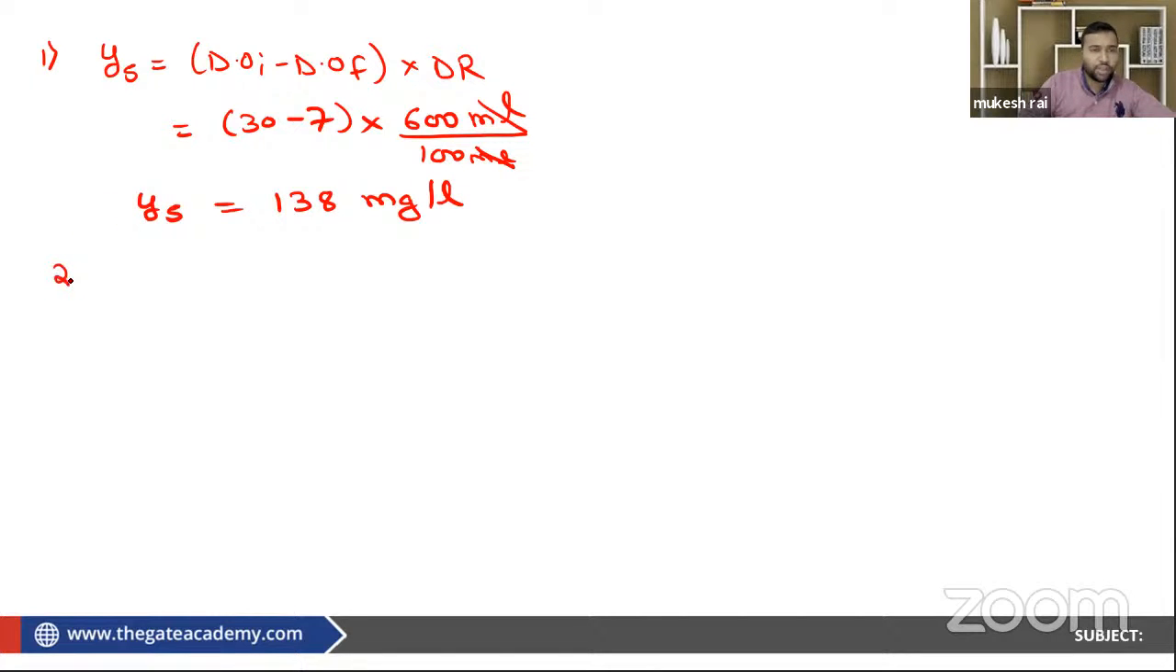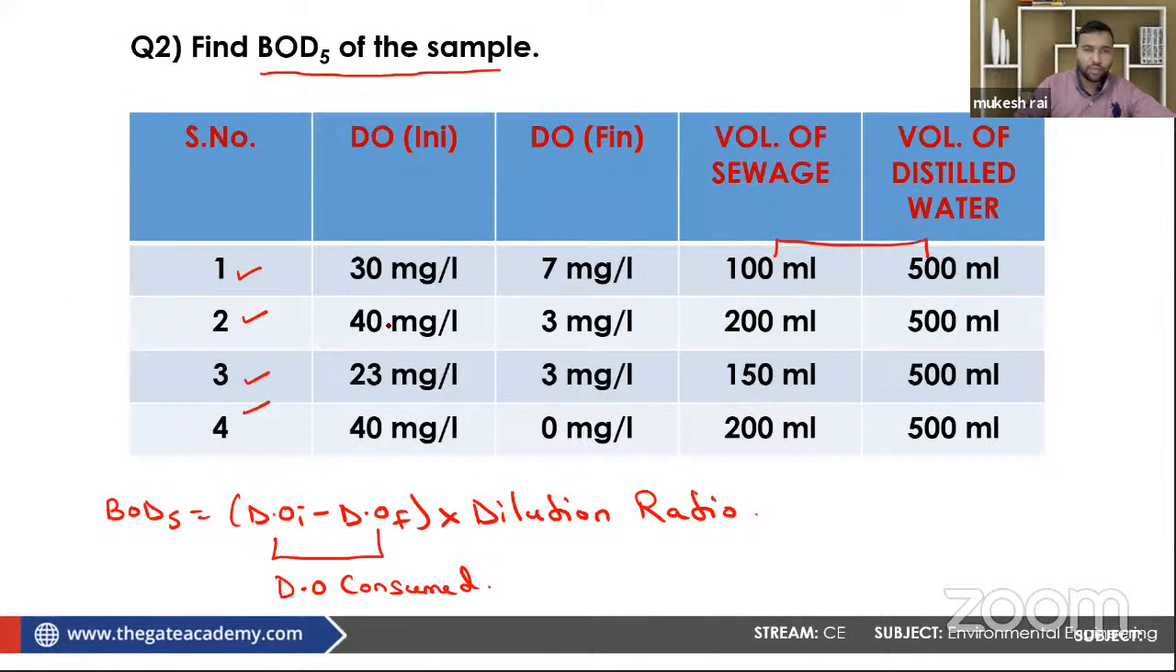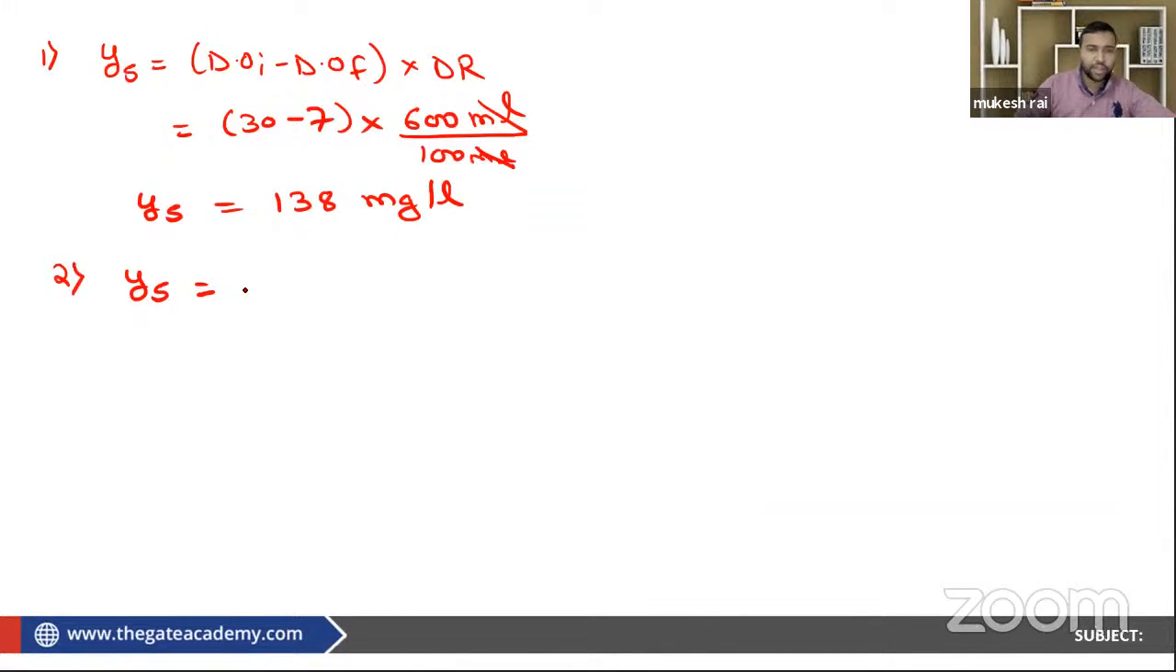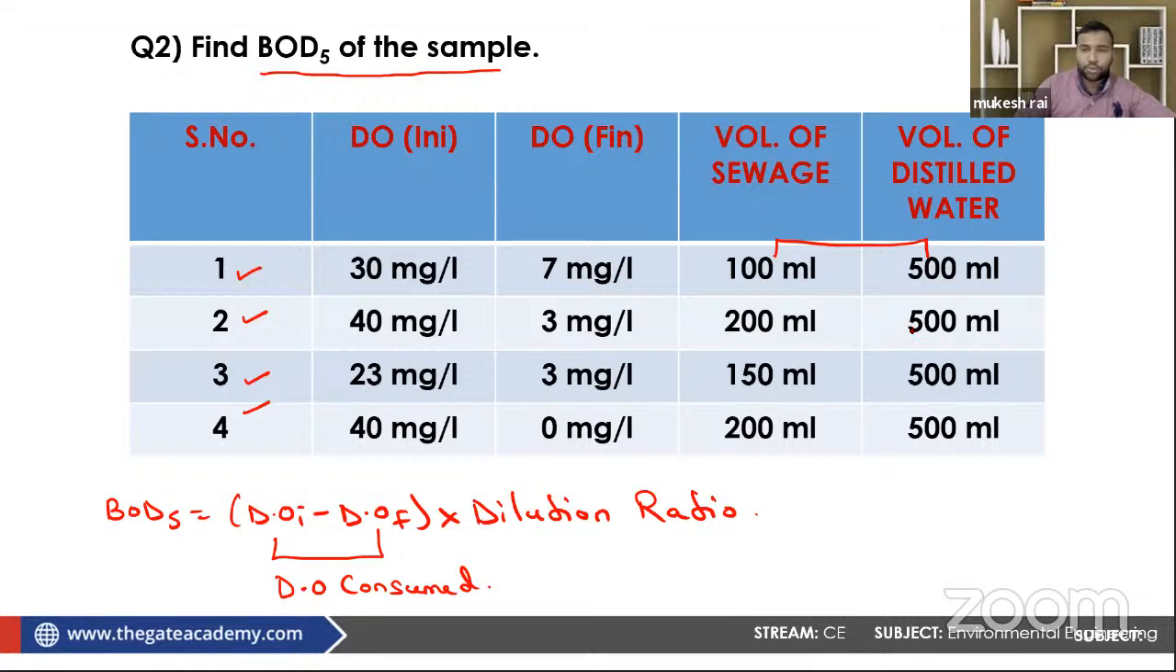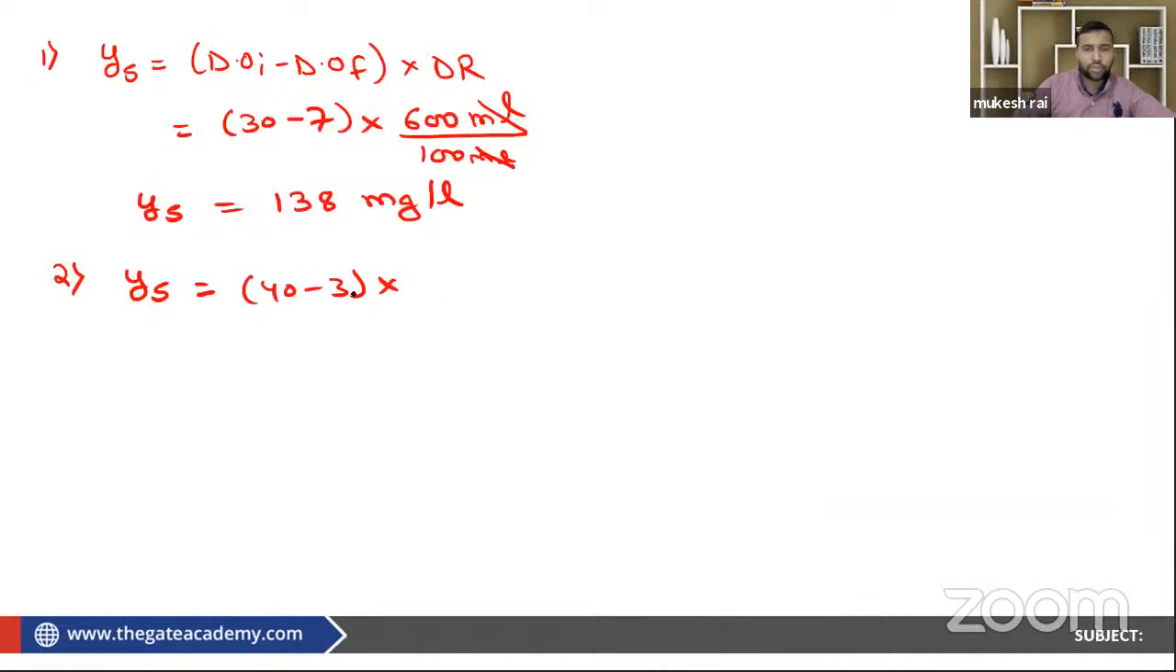Now, in the similar way, we can find the 5 days BOD of the second sample. Just find it fastly. BOD of the second sample, in which the DO initial is given as 40, DO final is given as 3. Correct, Raj. 40 minus 3. Yes, very good, again. Into 700 upon 200.